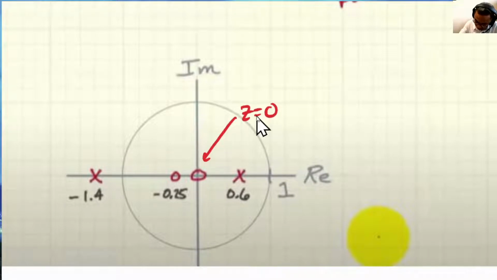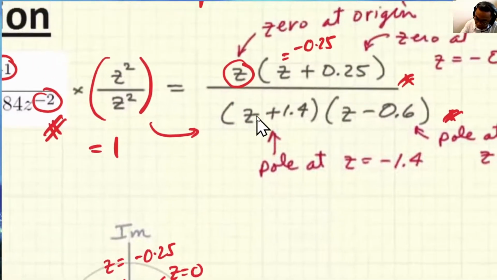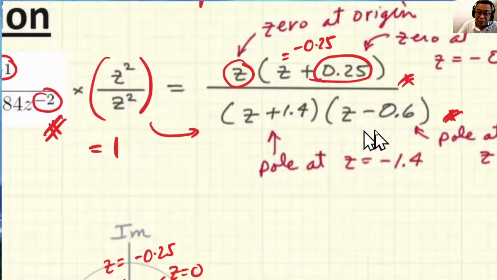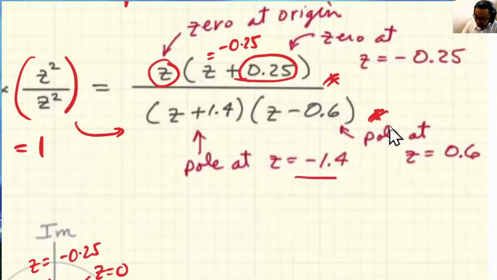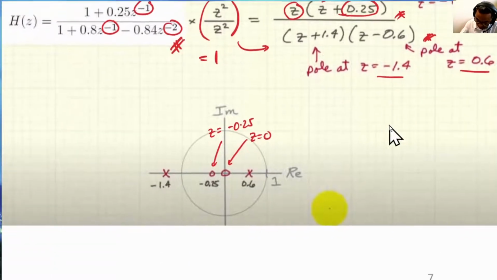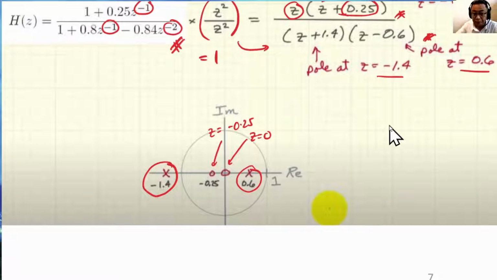z equals 0, z equals minus 0.25, because it is minus 0.25 plus 0.25 that will cause the numerator to be 0. Similarly, z equals minus 1.4 and z equals 0.6 are the poles. Minus 1.4, 0.6. So minus 1.4 plus 0.6. So this is the pole and zero diagram.